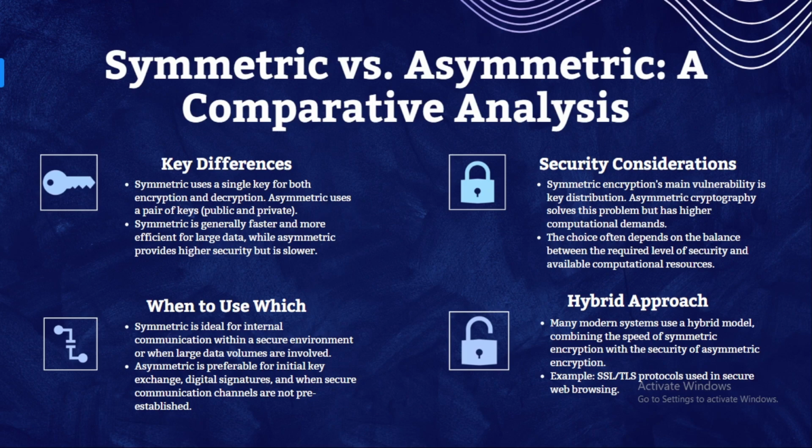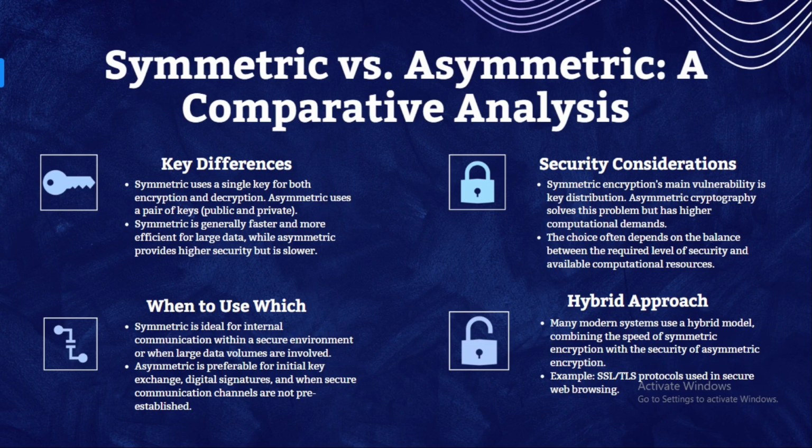What are the security considerations of each? When it comes to symmetric encryption, the main vulnerability is key distribution, such that both of us use the same key, right? So one of us has to generate this key and send it to the other person. The process of sending this key to the other person is the main security consideration. Asymmetric cryptography solves this problem, but has higher computational demands. The choice often depends on the balance between the required level of security and available computational resources. Again, as we said, asymmetric cryptography uses more computational power.